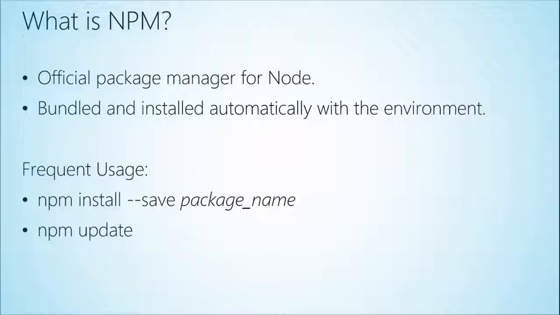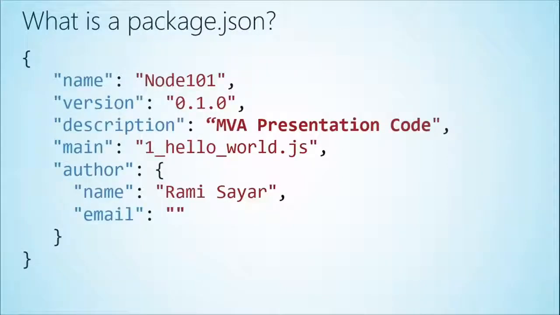If you add --save, it will actually install it to package.json, which is a file in your folder that will describe the dependencies that are needed for this module. So here's an example of package.json, Node 101, MVA presentation code. You can see that you can describe the module that you're in and say who the author is, say what the main file is. And what's really cool about package.json is that you can also list the dependencies that this module needs.